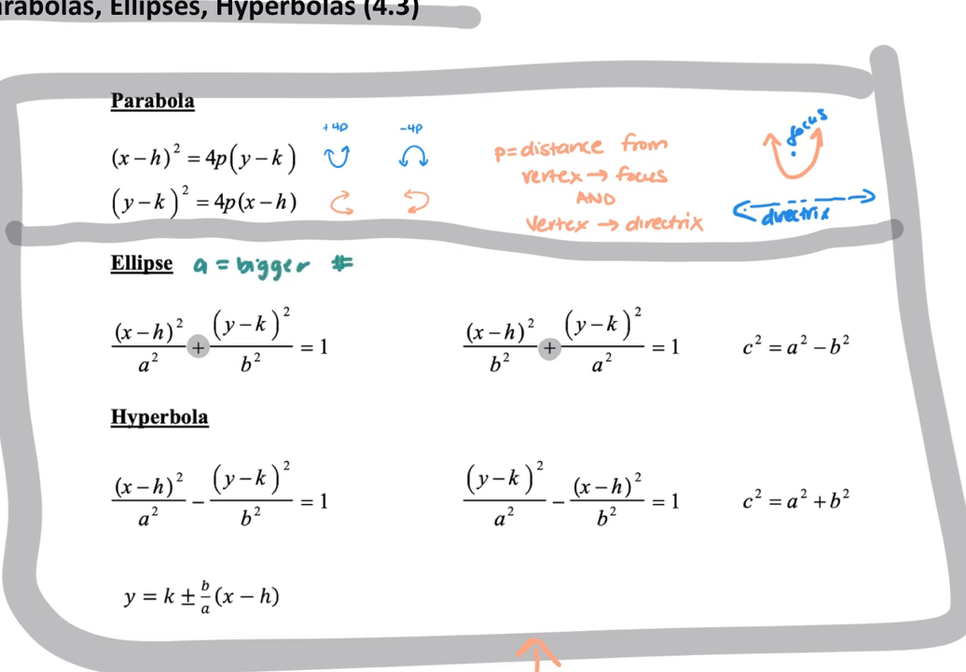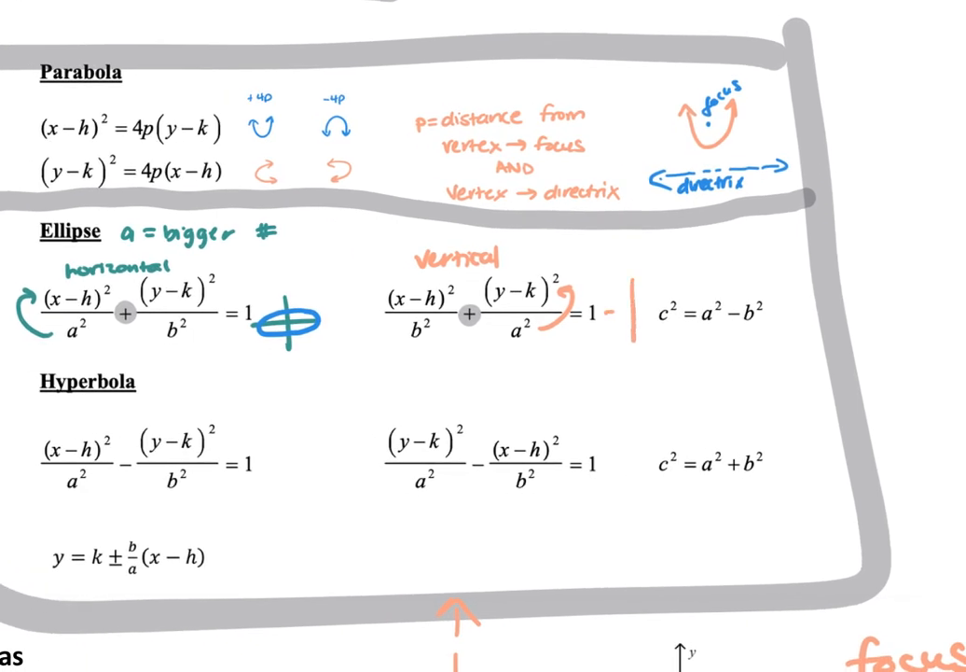It has nothing to do with its order. If the bigger number is under the x, then this is a horizontal ellipse, which means that it is wider than it is tall. If the a is under the y, so if the bigger denominator is under the y, then it's vertical, which means that it is taller than it is wide.